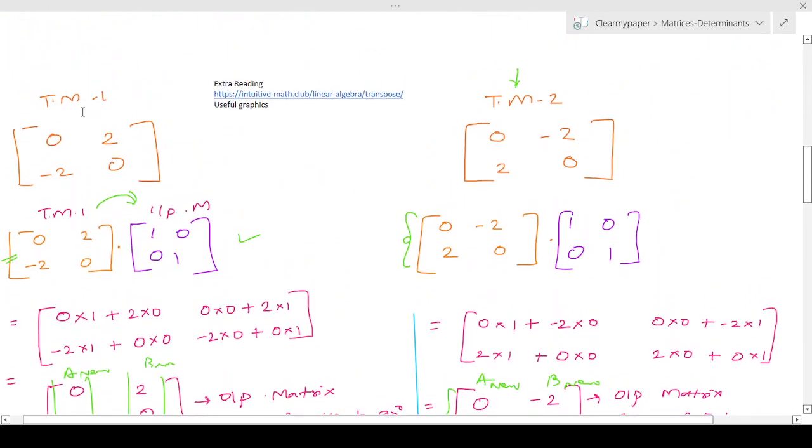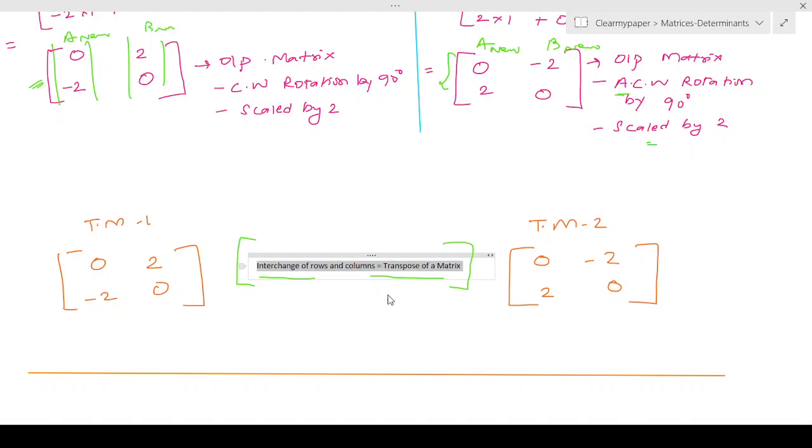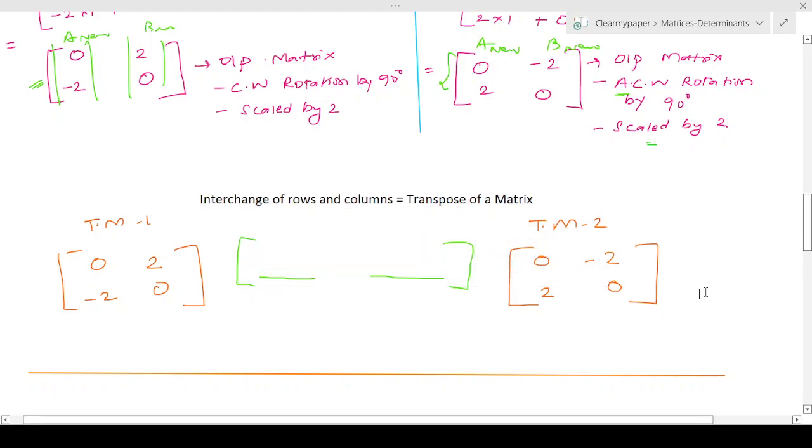If you see this transformational matrix Tm1 and Tm2, which I'm writing here, you will see what the difference is. There's no difference here except for an interchange of rows and columns. Interchange of rows and columns, okay? Let me just make it big and bold so that you can see it. This is what I've done here. So the difference between this transformation matrix 1 and 2 is nothing but the rows over here have become columns over here. Row 1 has become column 1 here, and row 2 has become column 2. That's all it is.